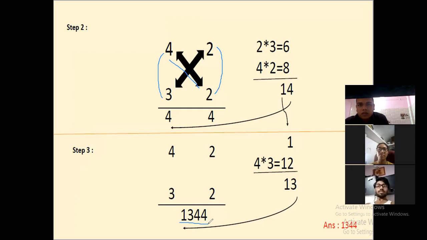So this is one of the methods of multiplying two-digit numbers. What we have done? We have multiplied 2 into 2. We have written 4. Then we have multiplied 2 into 3, that is 6. Then 4 into 2, that is 8. We have added the two numbers, and the units place is written here. Then we have multiplied 4 into 3, 12, and 12 is added with 1. So it becomes 13. And the result we are getting is 1344.